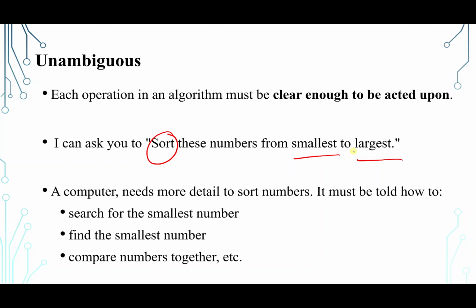You cannot give a computer ambiguous details, or let's say ambiguous orders, to perform something. So the computer must be told how to, for example, search for the smallest number, find the smallest number, compare numbers, and put that smallest number in an empty list, so as not to visit that exact number again when you look for the smallest number, or you will be in an infinite loop, right?